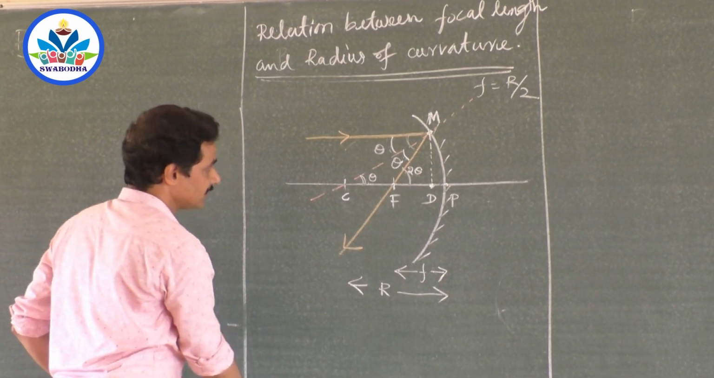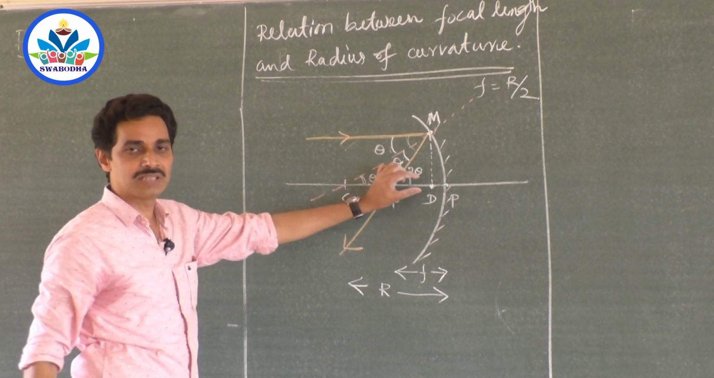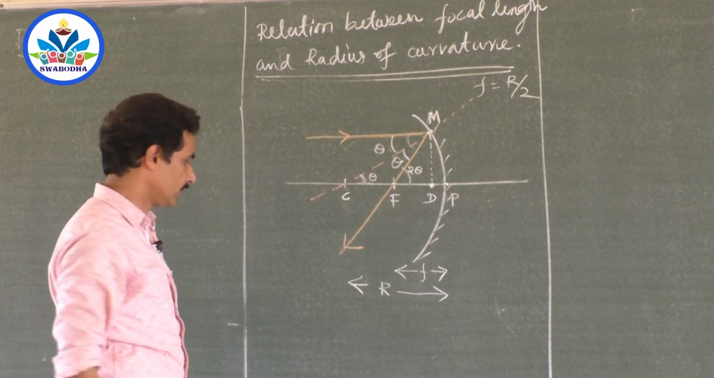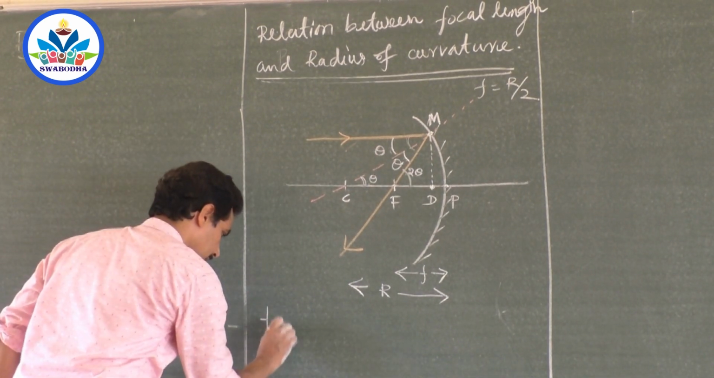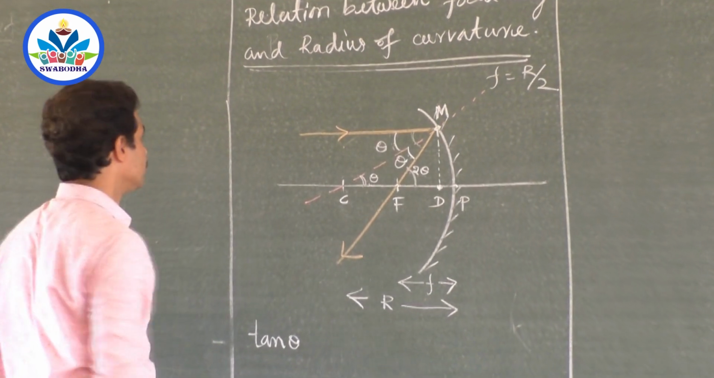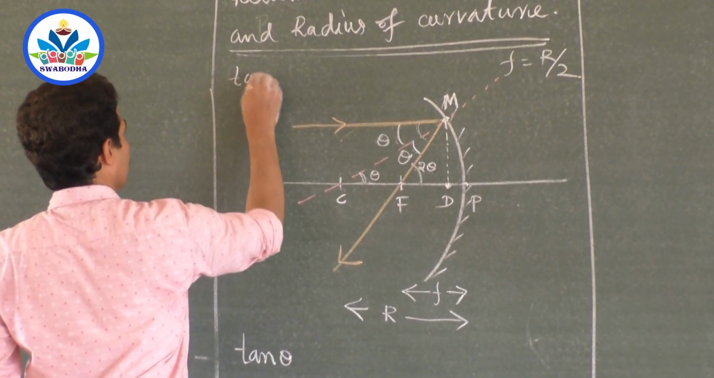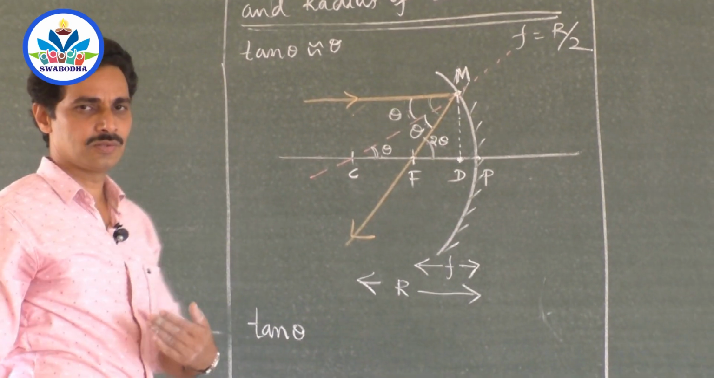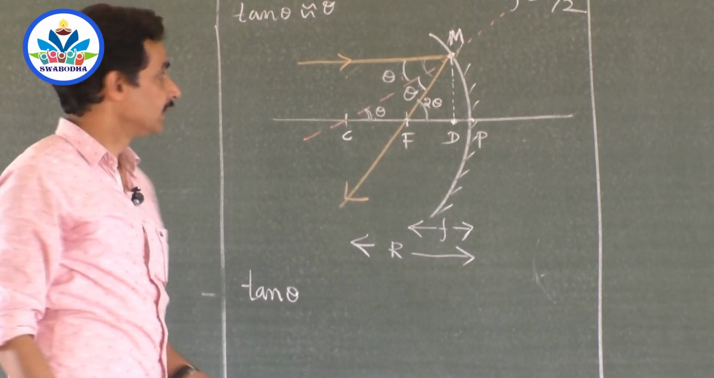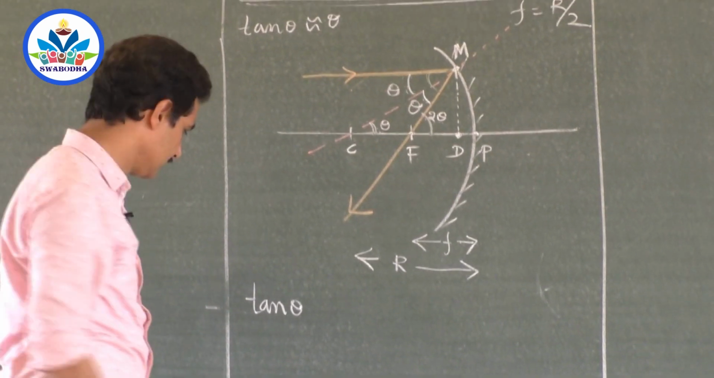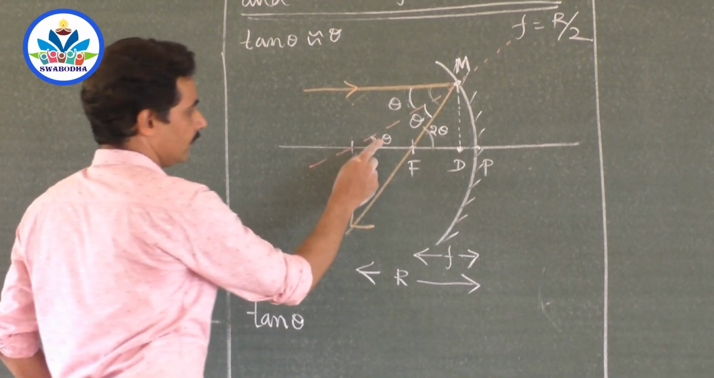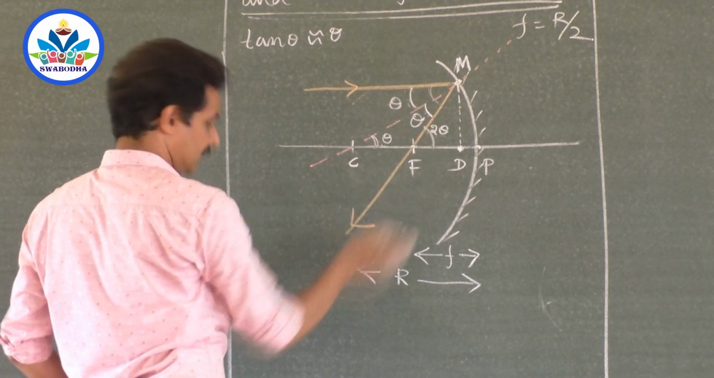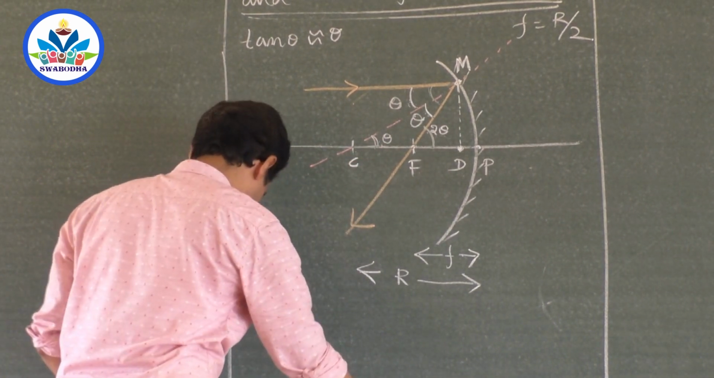In such a situation, when theta, 2 theta, things are very small, you can go for tan theta. When theta is very small, tan theta is almost equal to theta, or tan i is almost equal to i. Tan x is almost equal to x. So now you take tan theta. What is tan theta here? In this triangle. Now I will search this triangle.